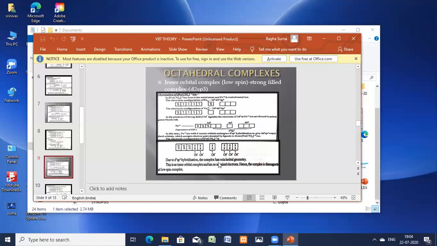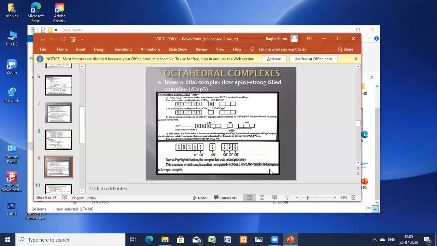So the complex is octahedral. The 6 ligands are there. Coordination number is 6, d2sp3 hybridization. Therefore it is octahedral geometry. Are there any single electrons? No. If it has any single electron, then that is paramagnetic. But here you can see all paired electrons, 2 electrons, 2 electrons. Therefore, it is diamagnetic in nature.